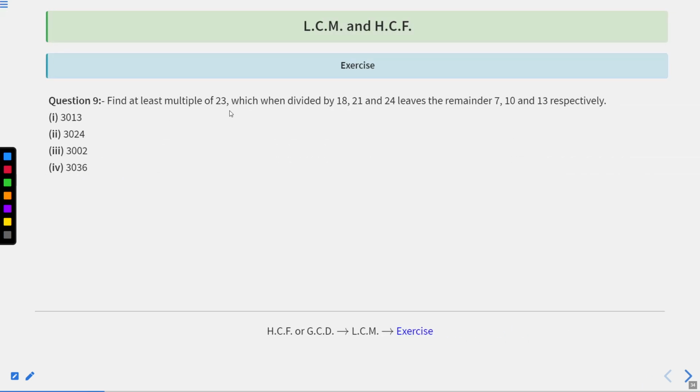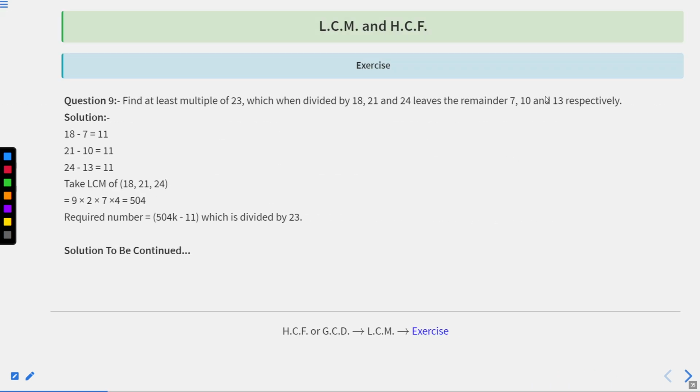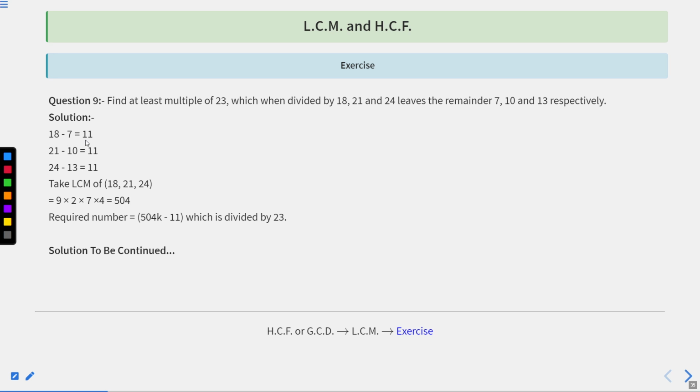Find the least multiple of 23, which when divided by 18, 21 and 24 leaves the remainders 7, 10 and 13 respectively. So 18 minus 7 is 11, 21 minus 10 is 11, 24 minus 13 is 11. Take the LCM of 18, 21, 24, and it is equal to 9 times 2 times 7 times 4, which is equal to 504. Therefore, the required number is equal to 504k minus 11, which is divided by 23.